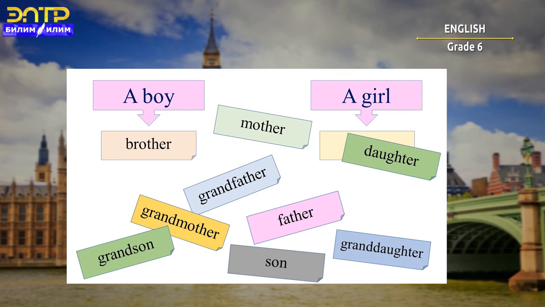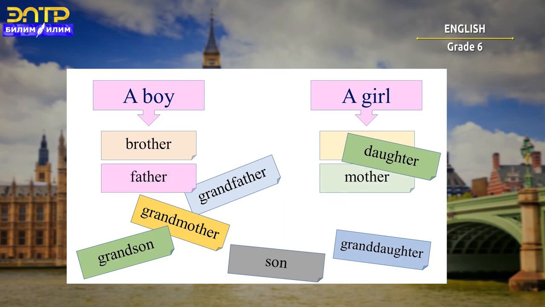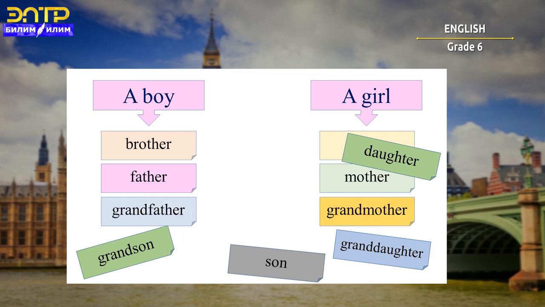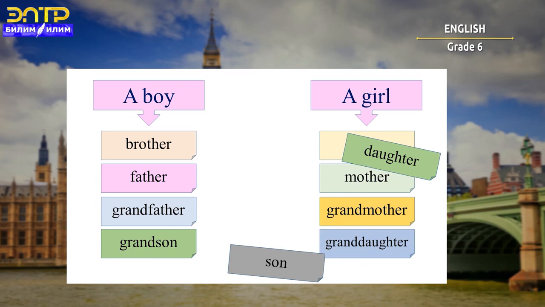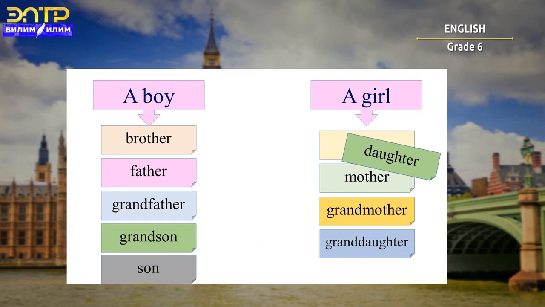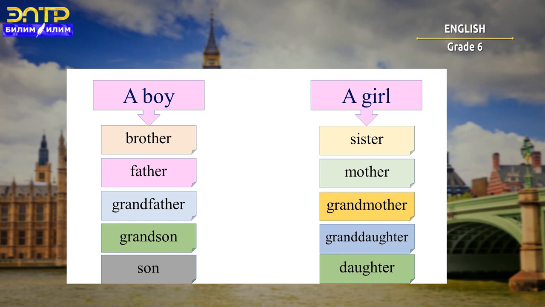Okay, let's check. So next word is mother. Where is it? It is in the second column, a girl. Father is a boy. Good. Grandfather. Okay, it goes to a boy column. Grandmother, a girl. Grandson, a boy. Granddaughter, a girl. Son, it's a boy, and daughter is a girl. Very good, well done.